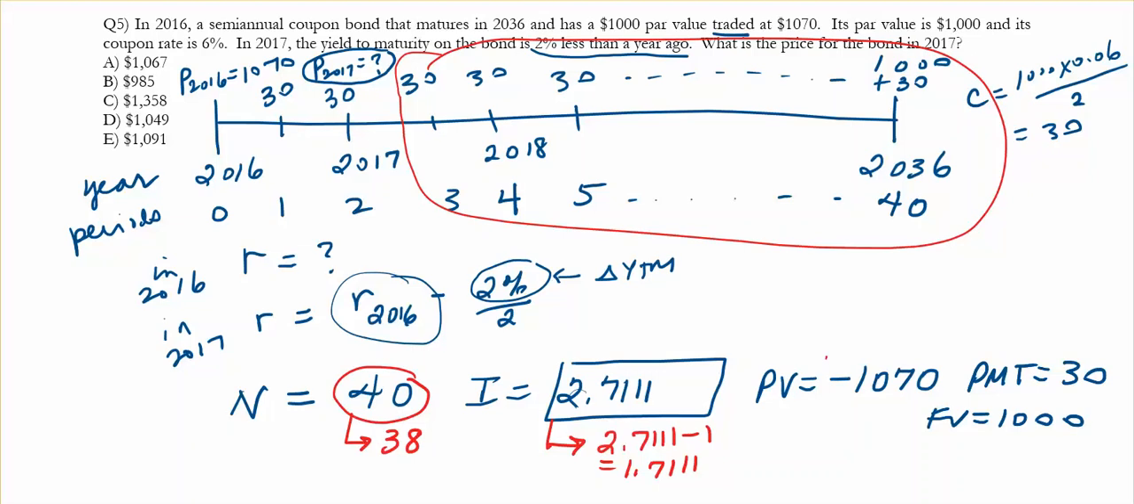So you have to make those 2 changes, and then we will solve for a new price. That'll be the price in 2017. So subtract 1 from the interest rate. N equals 38. Leave everything else alone. Solve for PV.